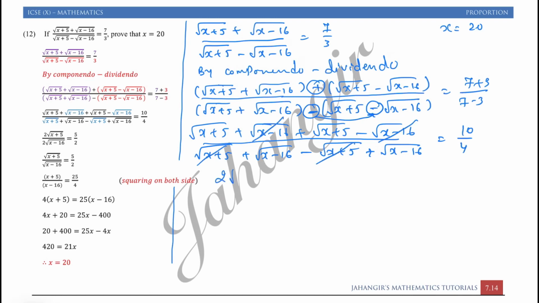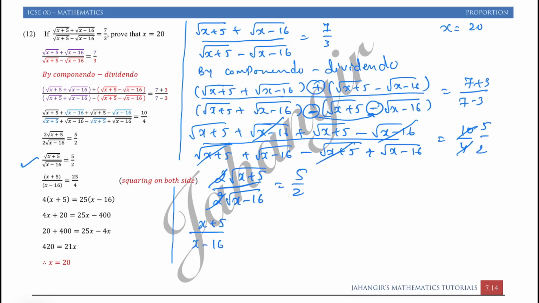You will get 2 root of x plus 5 upon 2 root of x minus 16 is equal to, 2 5s are 10, so you will get that as 5 by 2. The 2s will get cancelled. Whatever is left, just write it down. Now squaring on both sides will give you x plus 5 upon x minus 16.